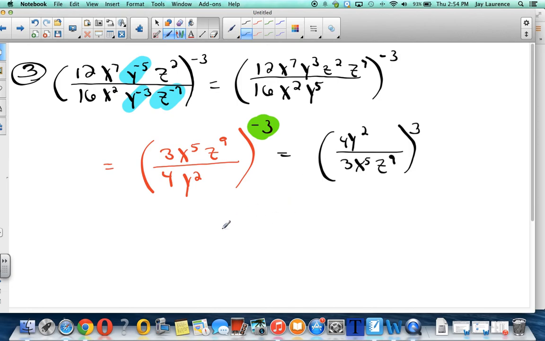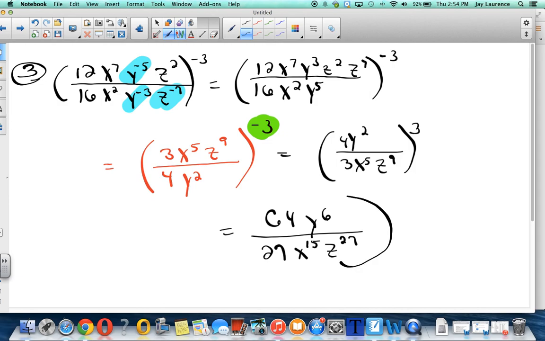Now I have to cube everything. So 4 cubed is 64. Y squared cubed, that'll be y squared times y squared times y squared, which is y to the 6th. 3 cubed is 27. X to the 5th cubed would be x to the 5th times x to the 5th times x to the 5th, or x to the 15th. And z to the 9th cubed, by the same logic, would be z to the 27th. And there you go. Piece of cake.